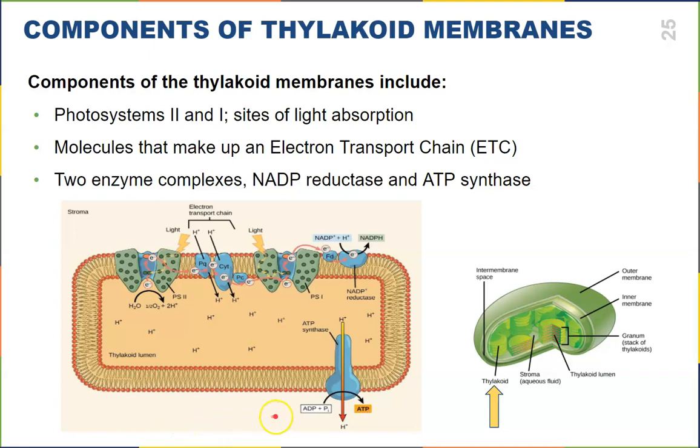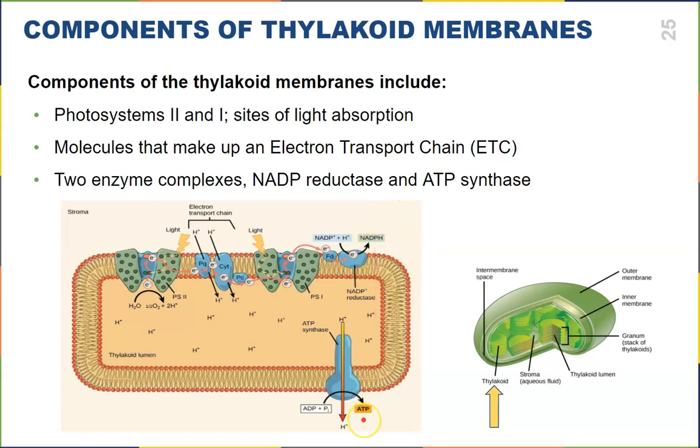Let's take a look at our products here, or I guess we'll start with the reactants in the light reaction. We start with water, which comes from the plant root, and we also have to have light energy. From water and light energy, we create NADPH and ATP. Those are our products. That's what we're making.